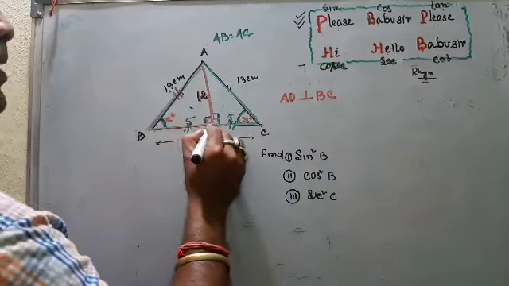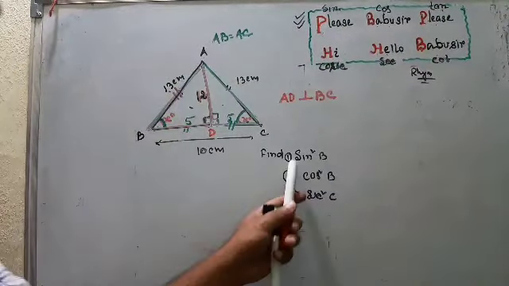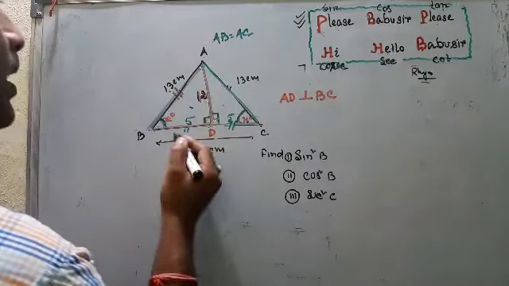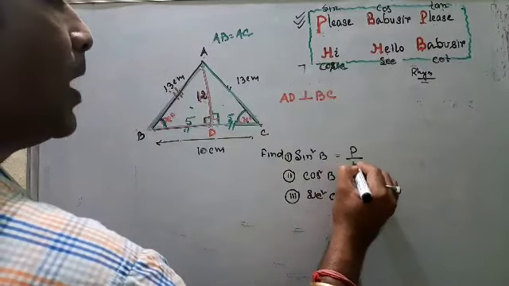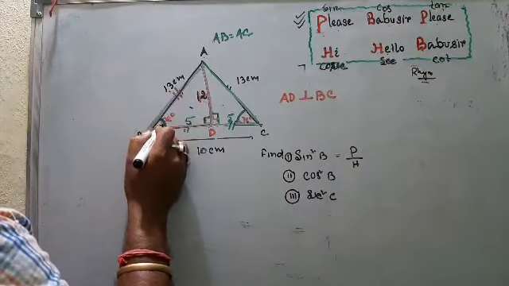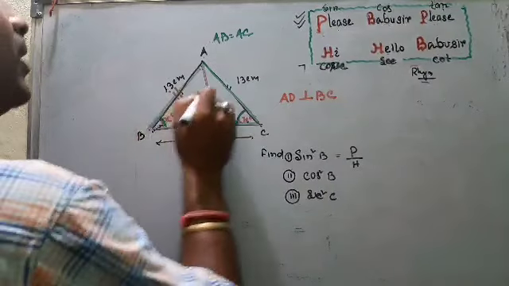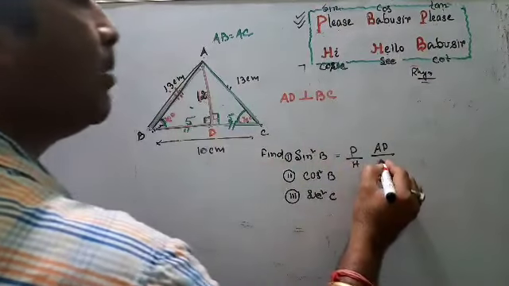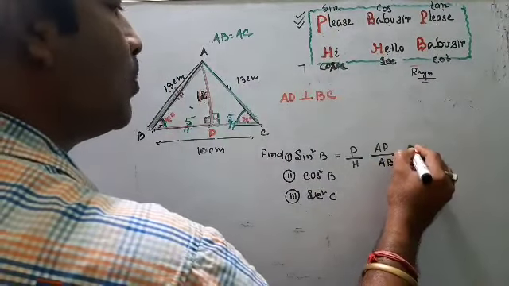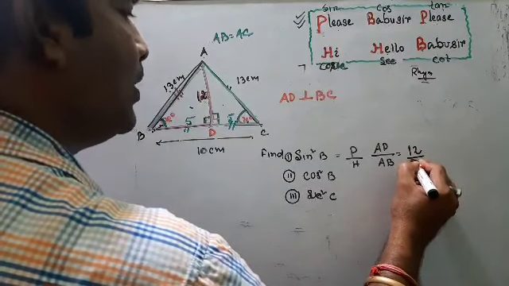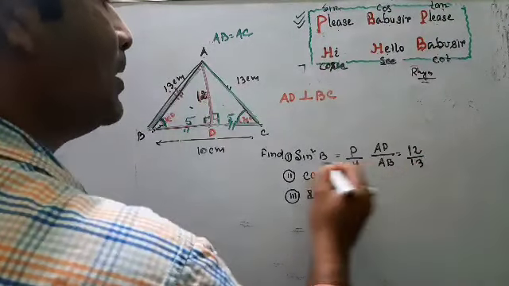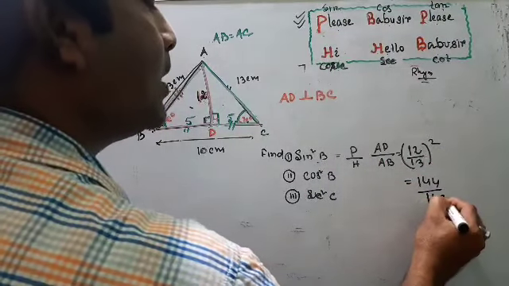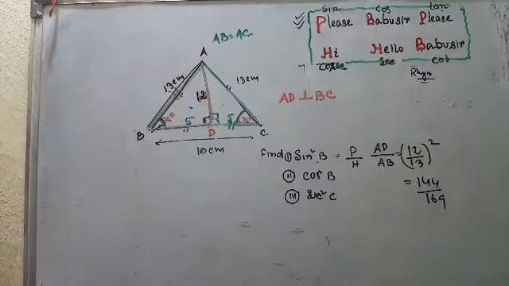So you can easily find hypotenuse, base, perpendicular. That is given sine B square. So sine B square, sine is perpendicular by hypotenuse, with reference angle B. So this is your perpendicular AD, and this one is your base AB. So in place of AD you put 12, in place of AB you put 13, and it is in square, you use square. So 144 by 169, like this you can solve.